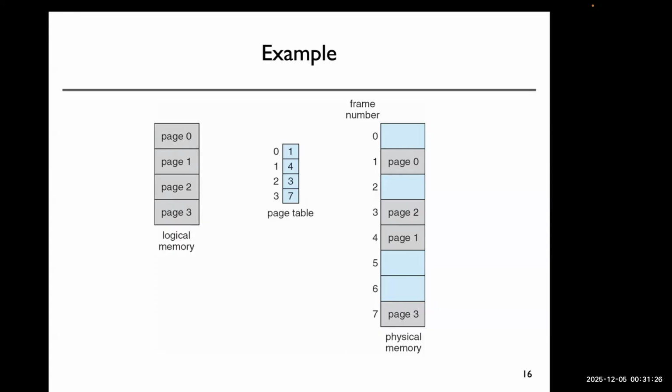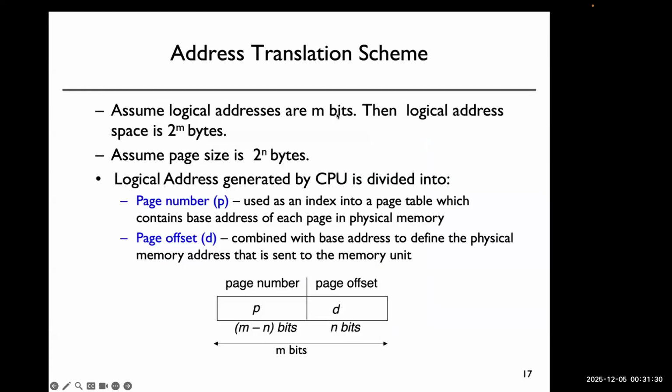Okay, so what we do is that let's assume that your logical address consists of m bits, just like in my example, our logical address consisted of 3 bits. Then the total logical address space is 2 raised to power m bytes. Just like in our example, it was 2 raised to power 3 equal to 8 bytes, right? So if we assume that the page size is 2 raised to power n bytes, like for example in our case the page size was only 2 bytes, which means that n was 1, right?